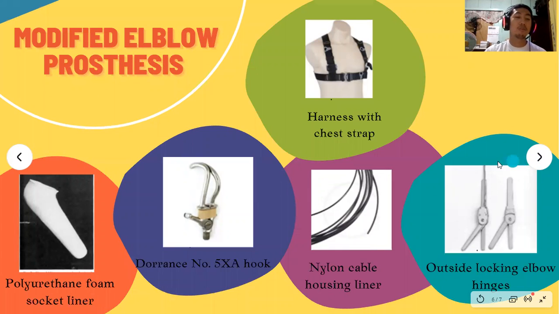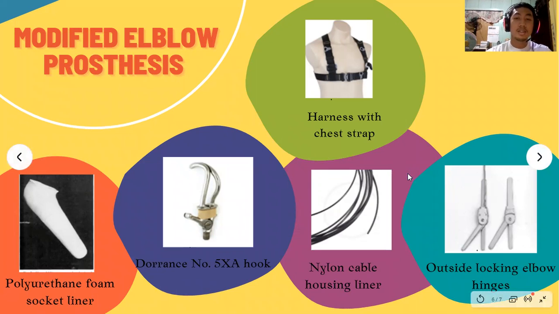A modified elbow prosthesis was prescribed for the patient to meet the personal or specific functional desire of the patient. The components of this specific prosthesis were a polyurethane foam socket liner. This is for pressure relief. And for the modification, the seam was coincided with the bony prominence. And at the same time, the socket was cut off to free the medial epicondyle.